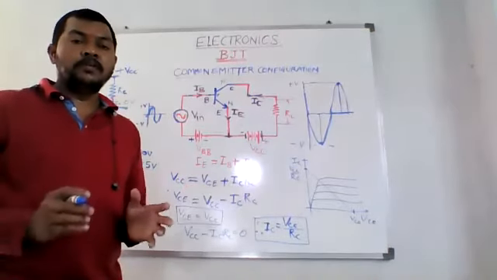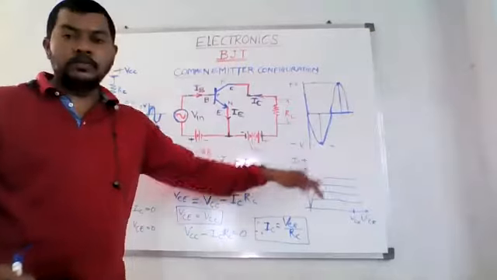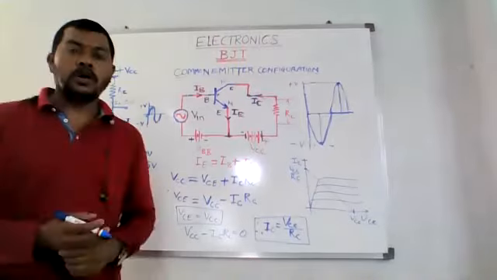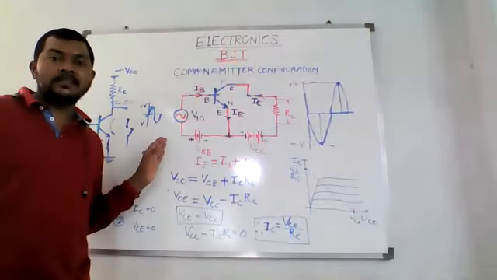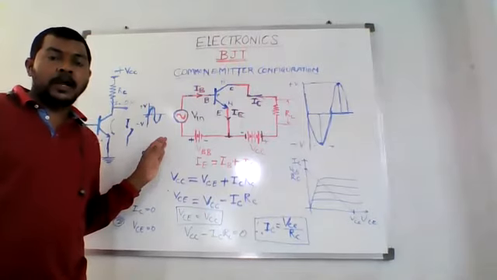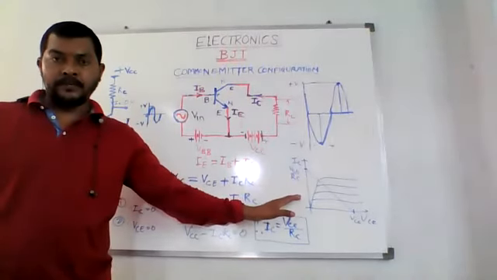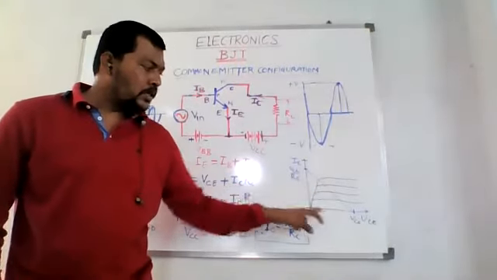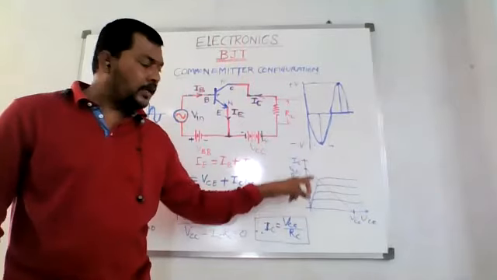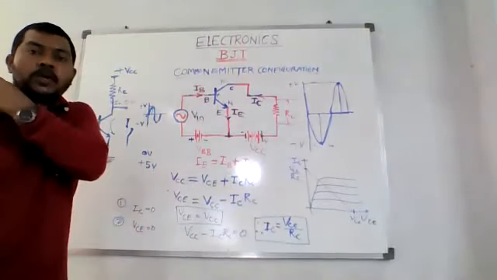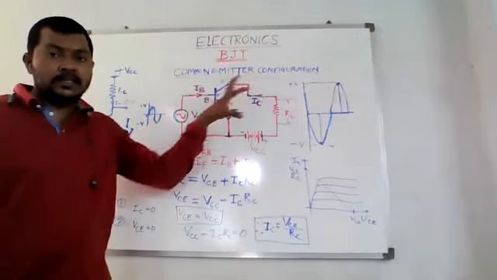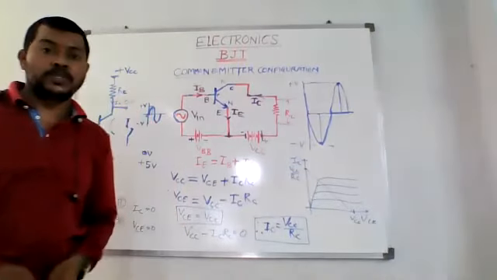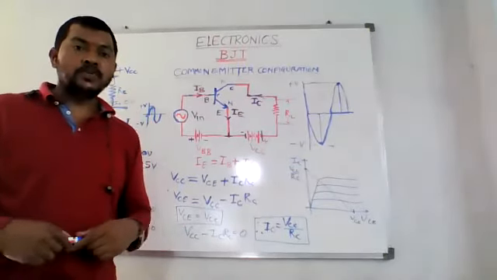DC load line means whenever we are applying a DC voltage, what would be the working condition of this common emitter amplifier? I guess you have understood how common emitter amplifier works as an amplifier, right? And how we can draw the DC load line, right? We will have some numericals also. During this region, which is called the active region, the transistor works properly. So we try to put the resistances or voltages accordingly so that this transistor works in this active region. I guess you have understood this.